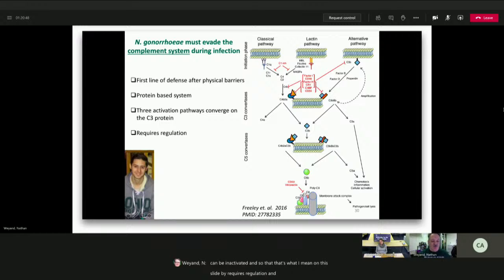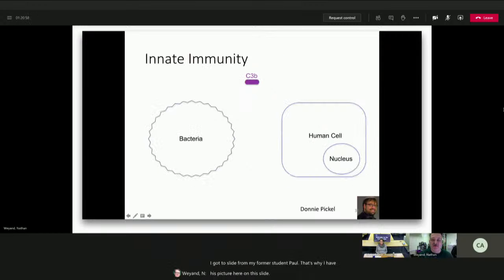I borrowed this slide from my former student, Paul. That's why I have his picture here on this slide. And this slide I scavenged from my student, Donnie, and he made this little animation that I think simply illustrates the basics of this complement system.